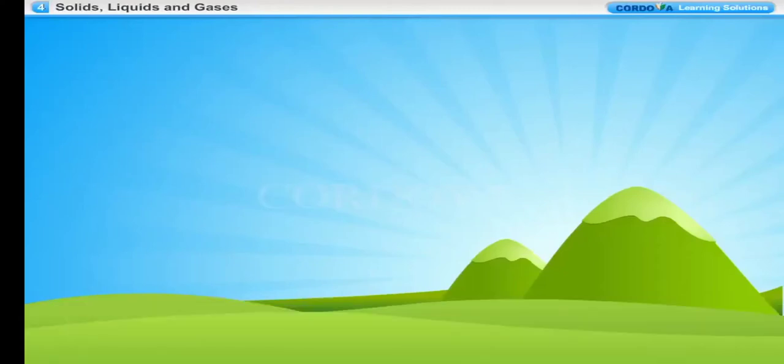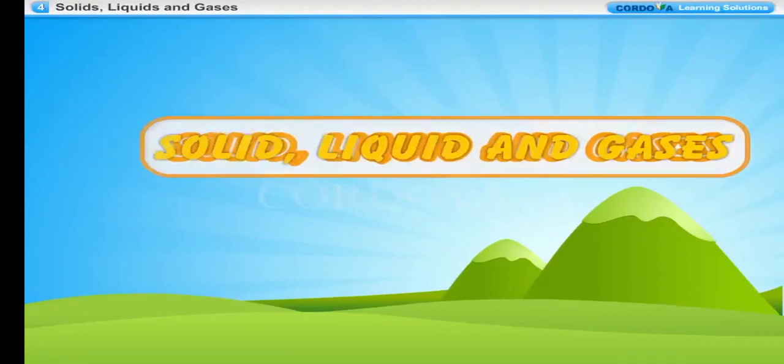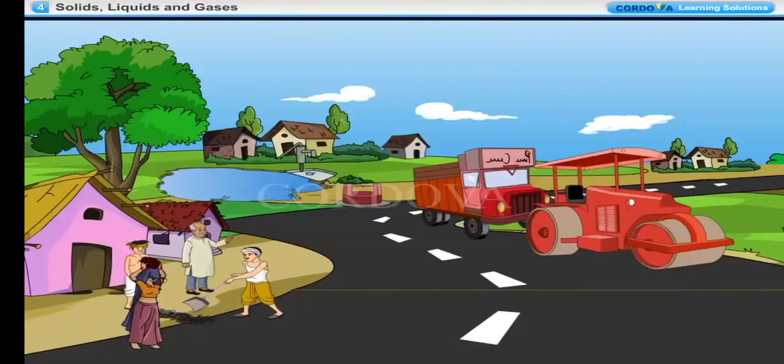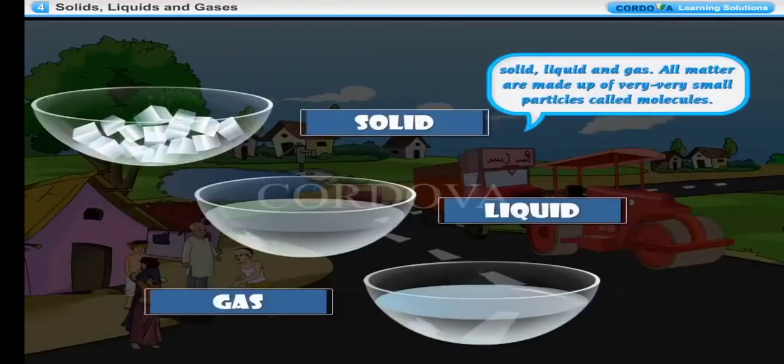Lesson 10. Solids, liquids, and gases. All things, whether living or non-living, are made up of matter. Anything that has mass and occupies space is called matter. Tables, chairs, water, milk, air, etc. are matter.